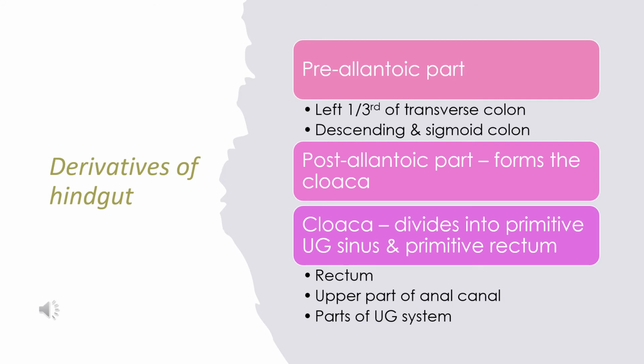This region of the hindgut gives rise to the rectum, the upper part of the anal canal, and also some parts of the urogenital sinus. And you also have to note that the artery of the hindgut is the inferior mesenteric artery.